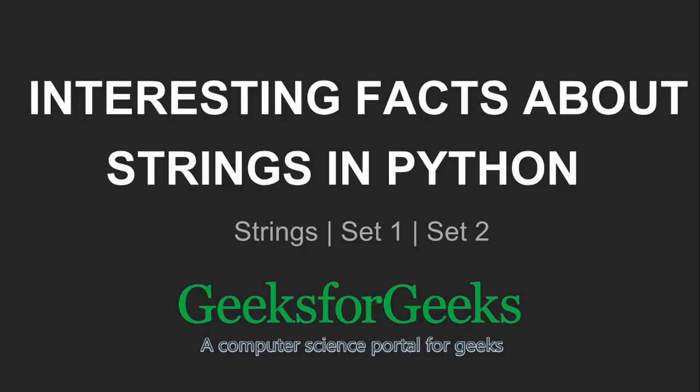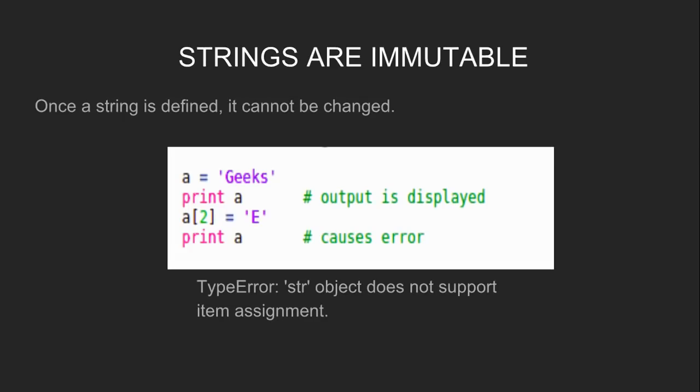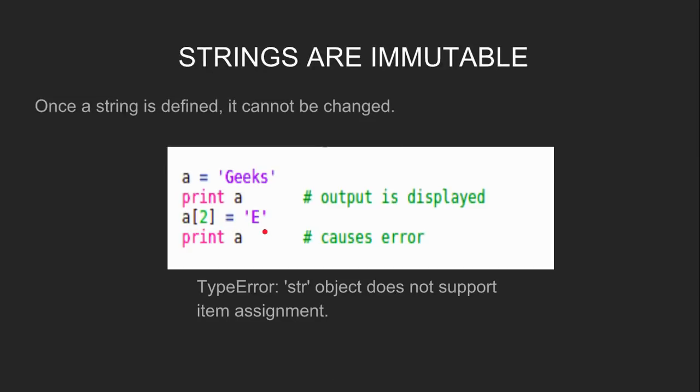This is a video tutorial on some interesting facts about strings in Python. In Python, strings are immutable. Once a string is defined, it cannot be changed. Like in this program, we have a string A and then we try to modify the second element of the string. This causes an error. We get a type error, that is, string object does not support item assignment because strings are immutable in Python.